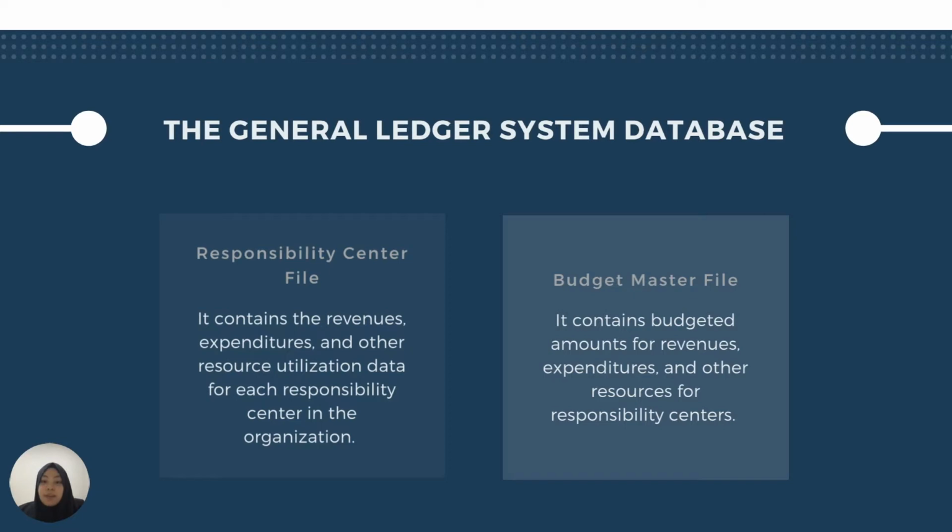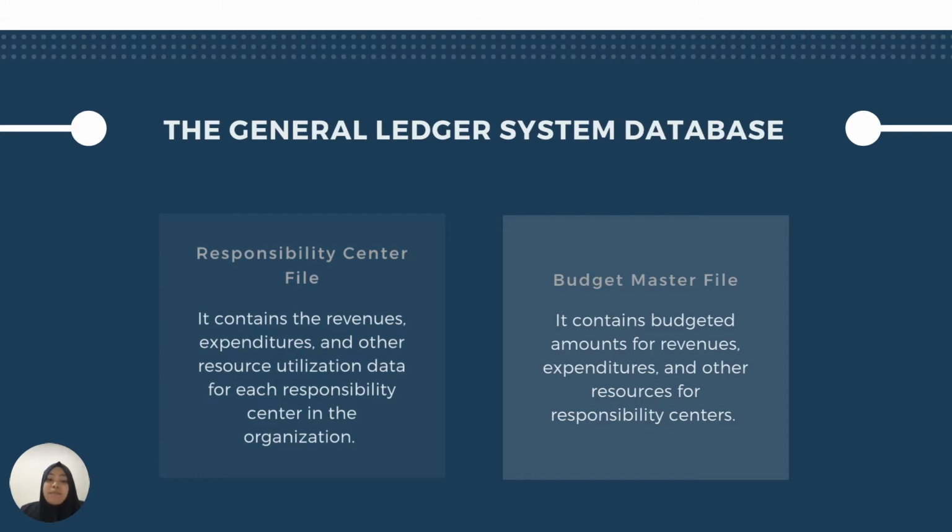Another example are the Responsibility Center file and Budget Master file. The Responsibility Center file contains the revenues, expenditures, and other resource utilization data for each responsibility center in the organization. The MRS draws upon this data for input in the preparation of responsibility reports for management.